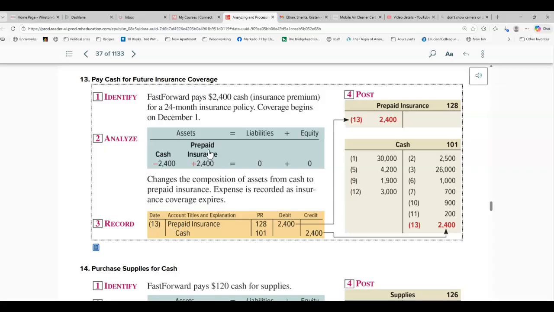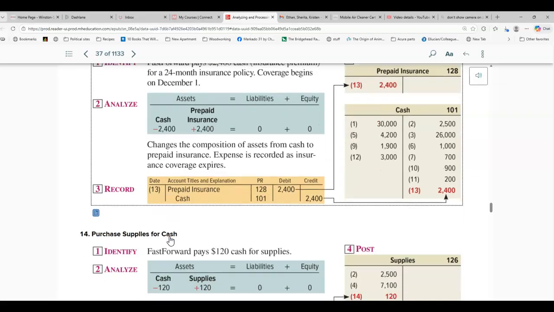So we're going to debit the prepaid insurance, the asset account. We're going to credit cash, the asset account. So one asset goes up, one asset goes down. Debit the prepaid expense account, posting references everywhere. Credit the cash account, posting references everywhere.